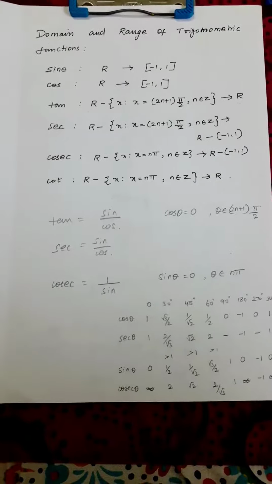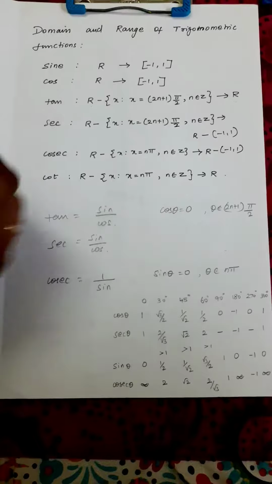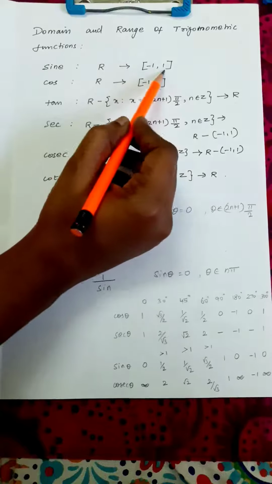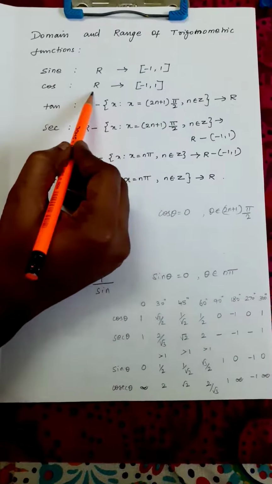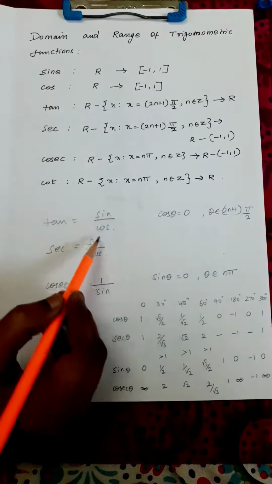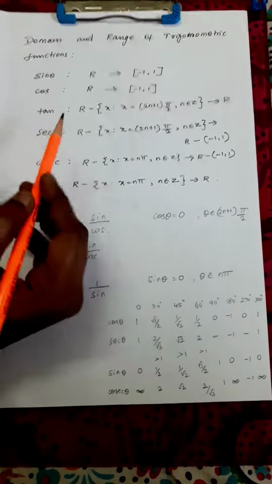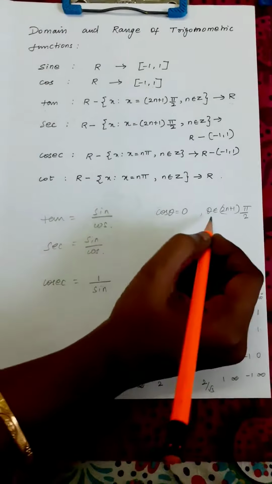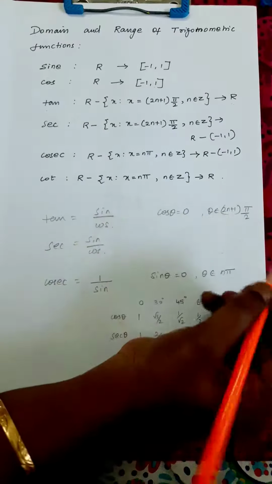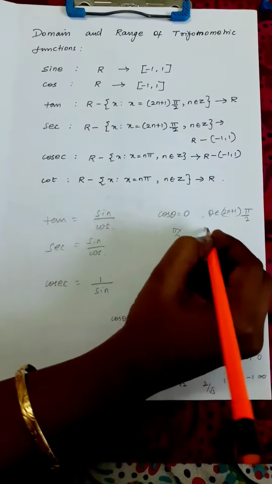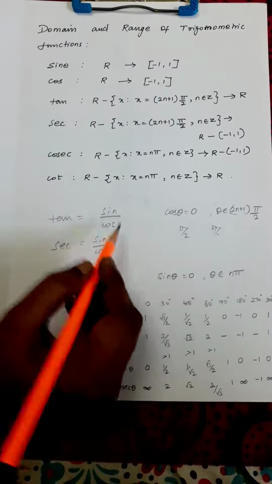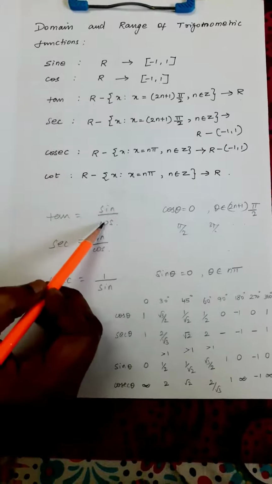Now we will see domain and range of the trigonometric functions. First function is sine. The domain of the sine function is R and range is minus 1 to 1. Cos, same, domain is R and range is minus 1 to 1. Tan function is sin theta by cos theta. We know that tan function does not exist when cos theta equals 0. In which angle is cos theta 0? When theta belongs to (2n plus 1) pi by 2, since cos pi by 2 is 0, 3 pi by 2 is 0, 5 pi by 2 is 0. So at odd multiples of pi by 2, the cos theta value is 0. So tan function does not exist when cos theta is equal to 0.